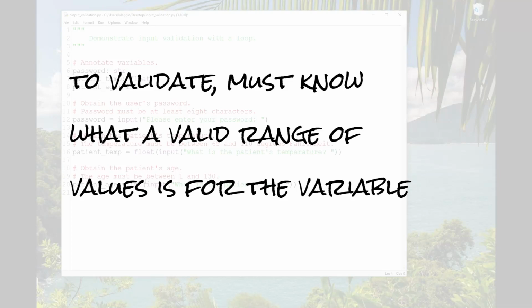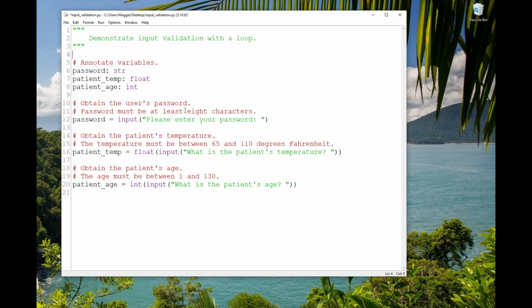To validate inputs, we have to know what a valid range of values is. So I've included that information in the comments. This is something that you would learn from your client, for example, or from researching the problem. I've set up an arbitrary requirement for the password that it must be at least 8 characters. I've researched human body temperature and come up with an outside range of 65 to 110 degrees Fahrenheit, which is a little bit beyond what people would be able to survive, and I've given an age range of 1 to 130, since we're using integers for this. We'll assume there's no reason to measure ages below 1 for the purposes of this example.